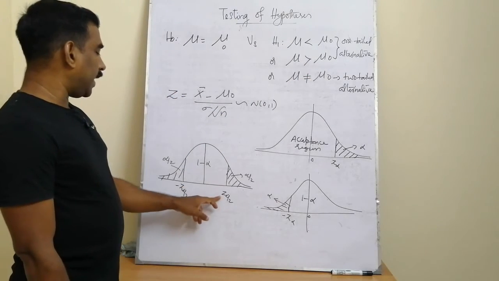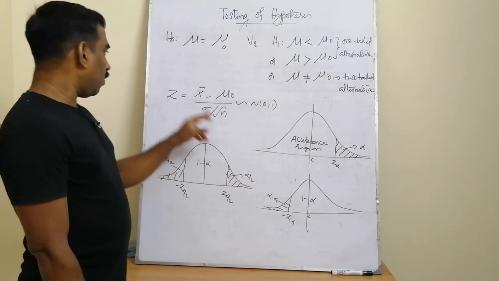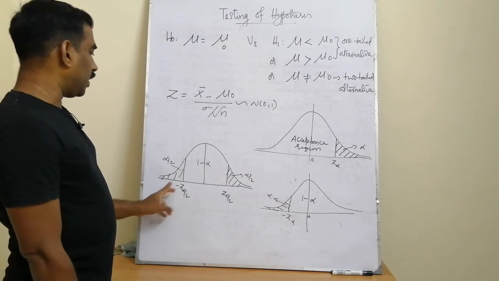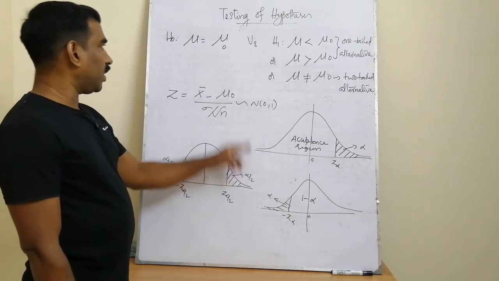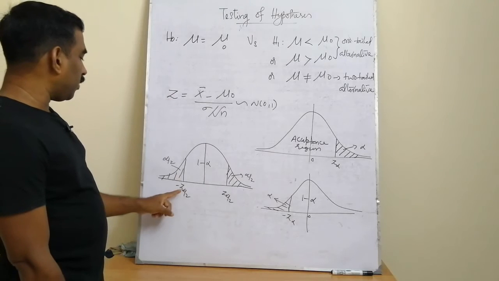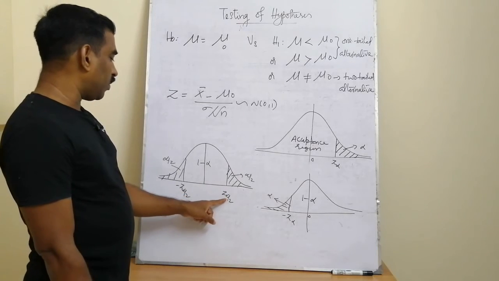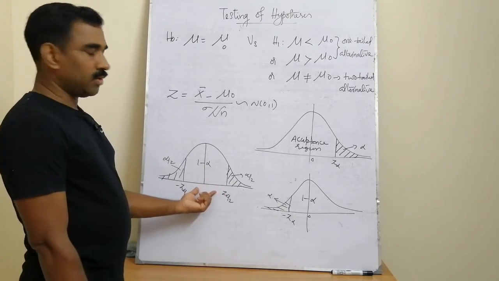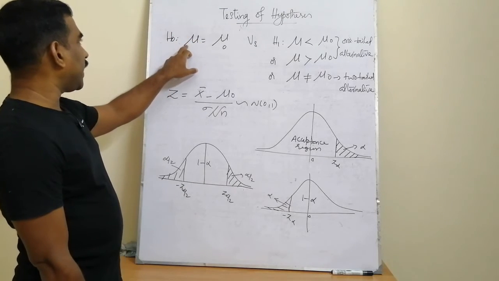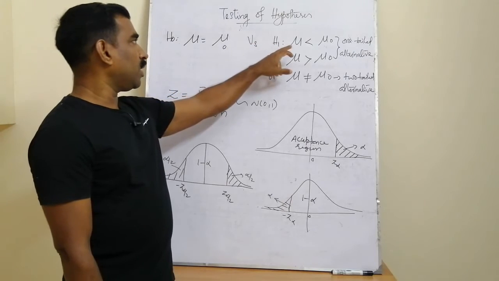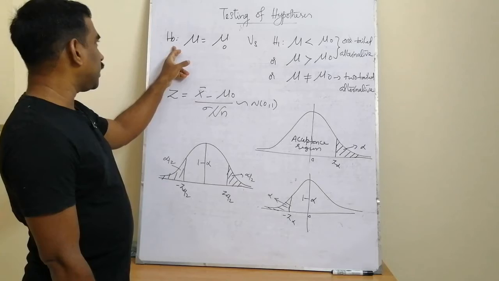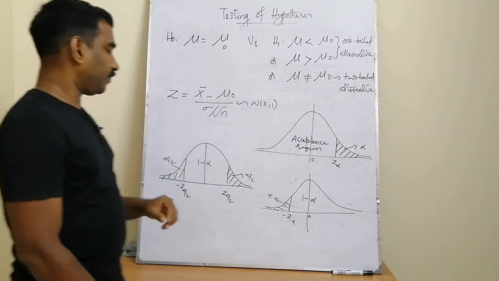For the two-tailed alternative, mu not equal to mu naught, whenever the computed value of z is either greater than z alpha by 2, or less than minus z alpha by 2, we will reject the null hypothesis. Otherwise, if the computed value of z is lying between minus z alpha by 2 and z alpha by 2, we are in the acceptance region. Then we will accept the null hypothesis. Whenever the null hypothesis is accepted, automatically the corresponding alternative hypothesis is rejected. Similarly, if the null is rejected, the alternative is accepted.